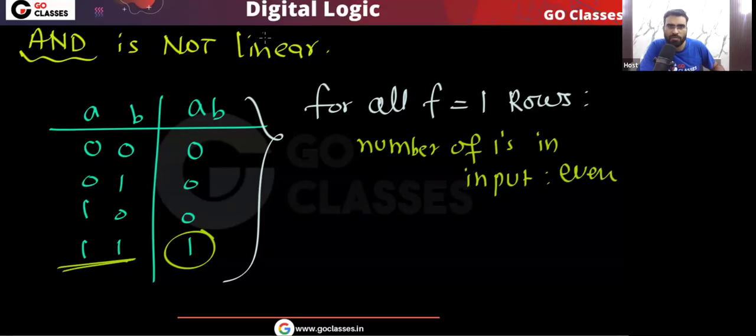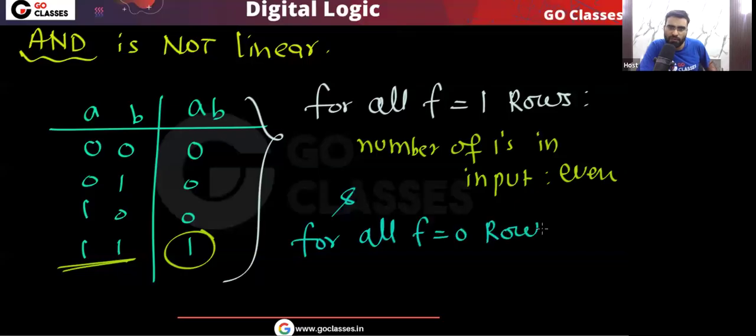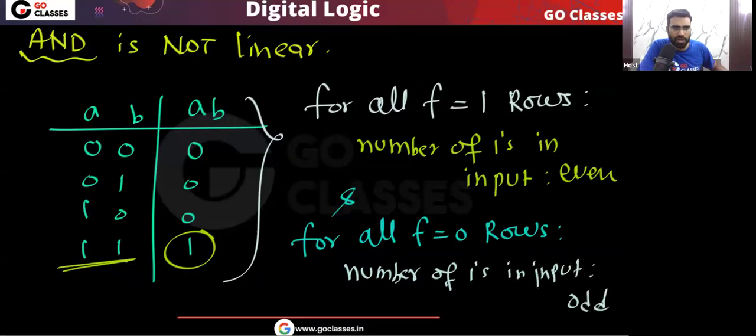So what should happen for all f equal to 0 rows? For all f equal to 0 rows, the number of ones in the input should be odd. Should it be odd or not? It should be odd. Are you getting odd?